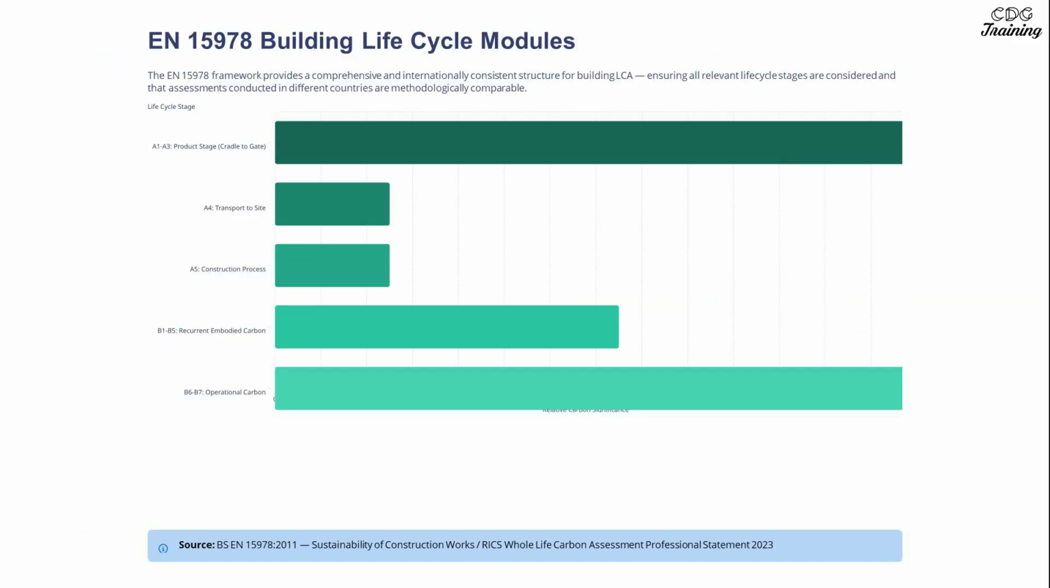The EN 15978 framework provides a comprehensive and internationally consistent structure for building LCA, ensuring all relevant lifecycle stages are assessed and that assessments conducted in different countries are methodologically comparable.